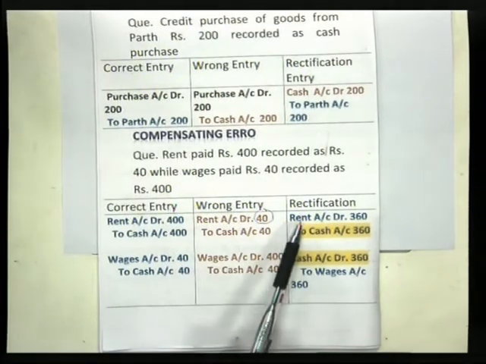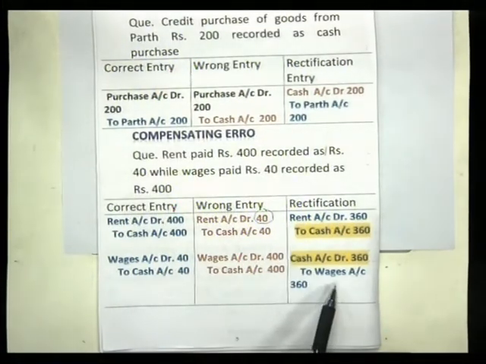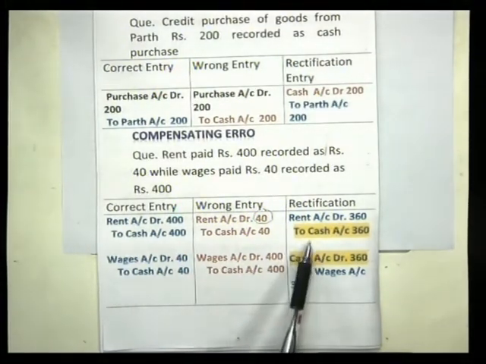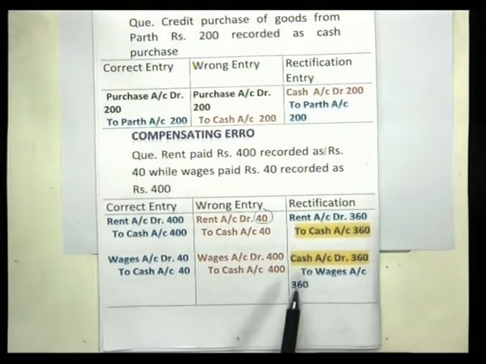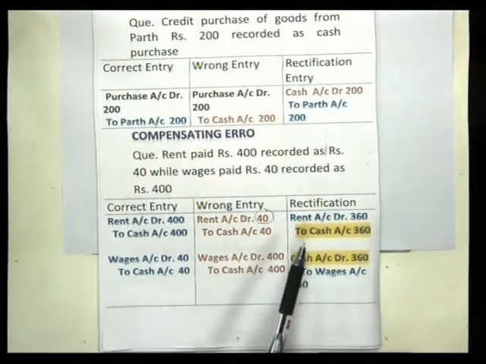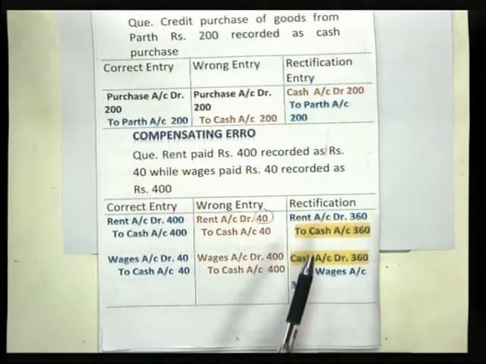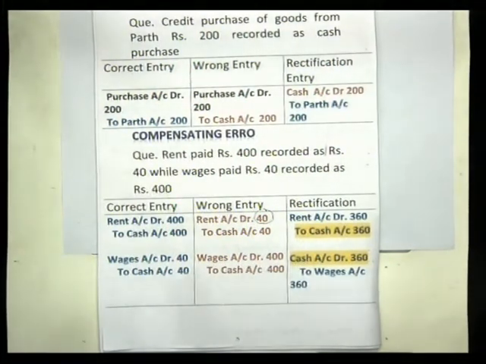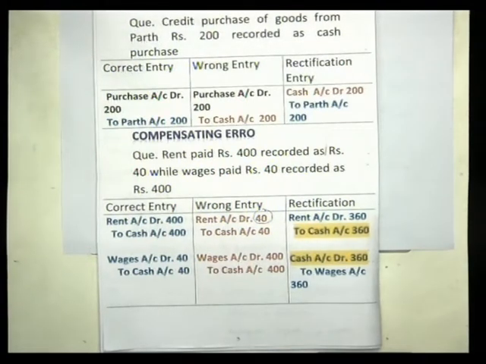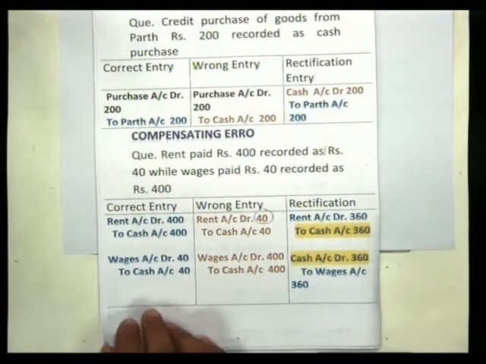If you debit rent account by 360 and credit wages account by 360, then automatically the entire transaction is rectified, because cash account is here credited by 360 and cash account is debited by 360 in the other rectification entry. So you can give one rectification entry, that is cash account debited to wages account.